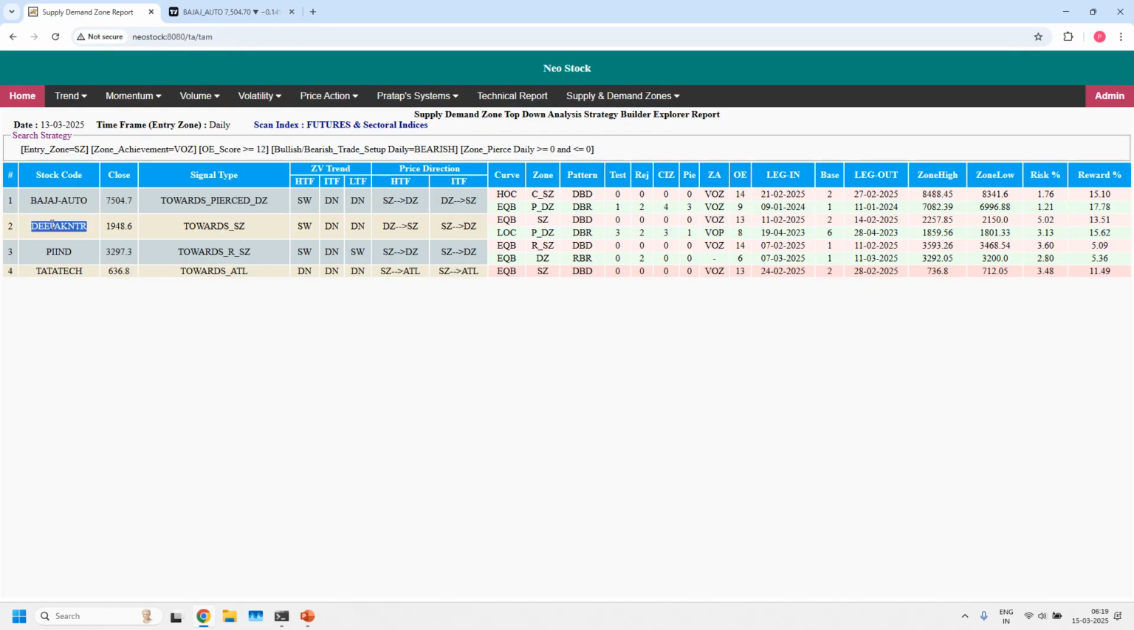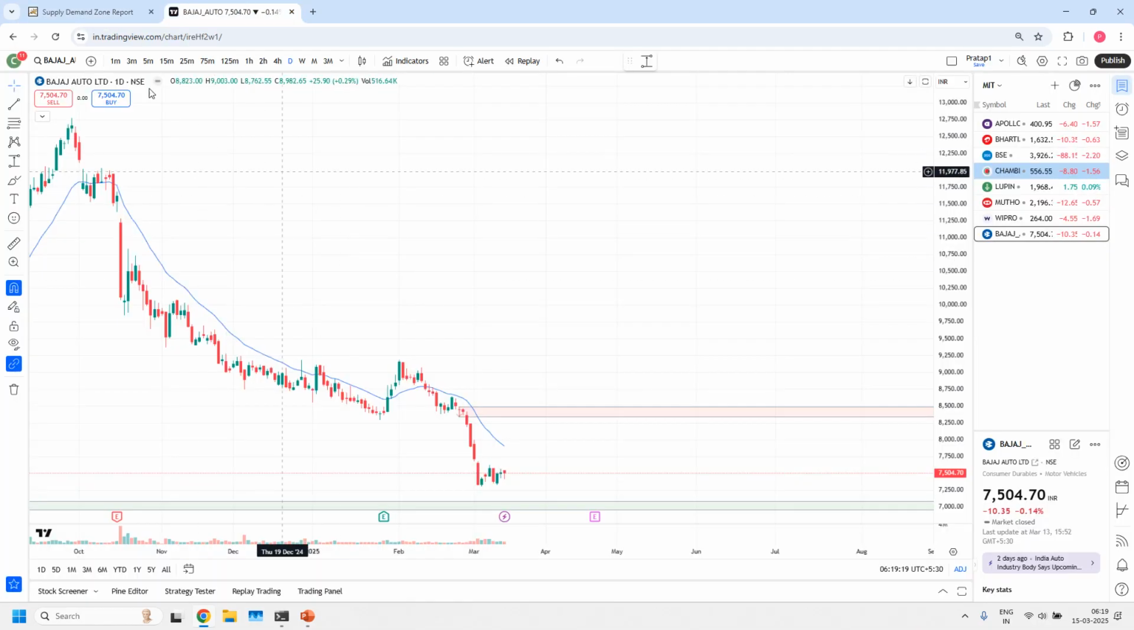Okay, next one is Deepak Nitrate. And this is also a bearish trade setup. Daily supply zone for monthly income trade. When the zone is created: 11th February 2025, two base candles.